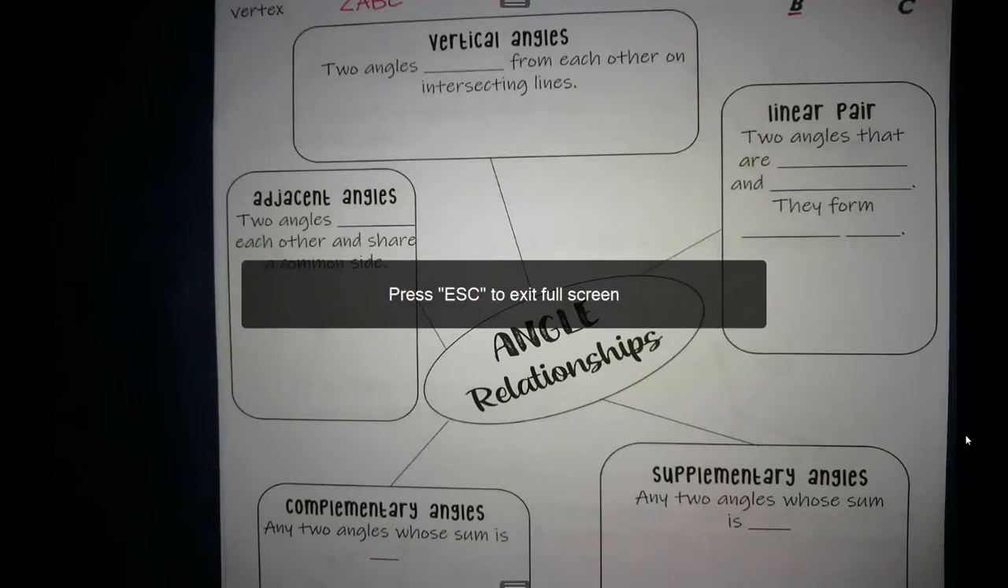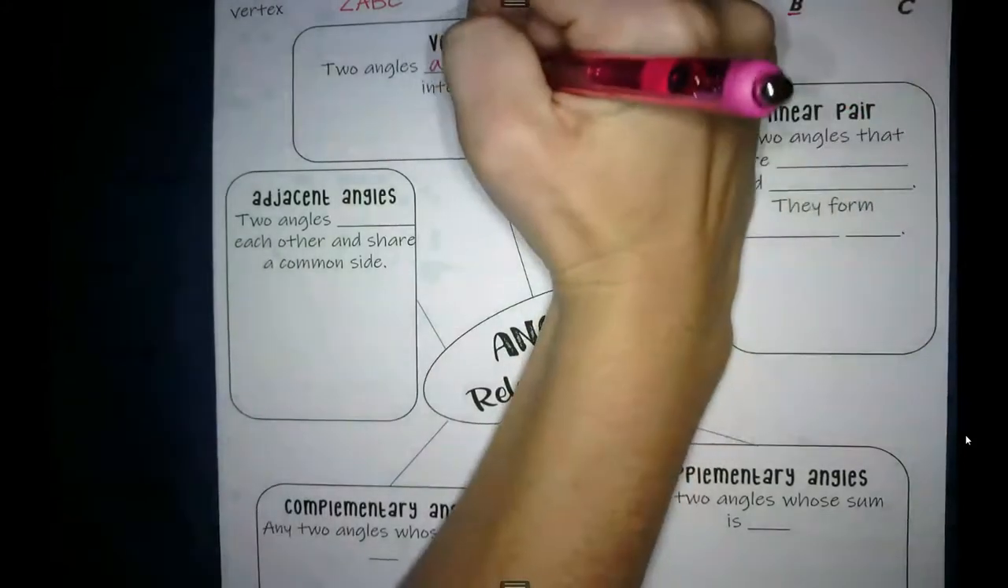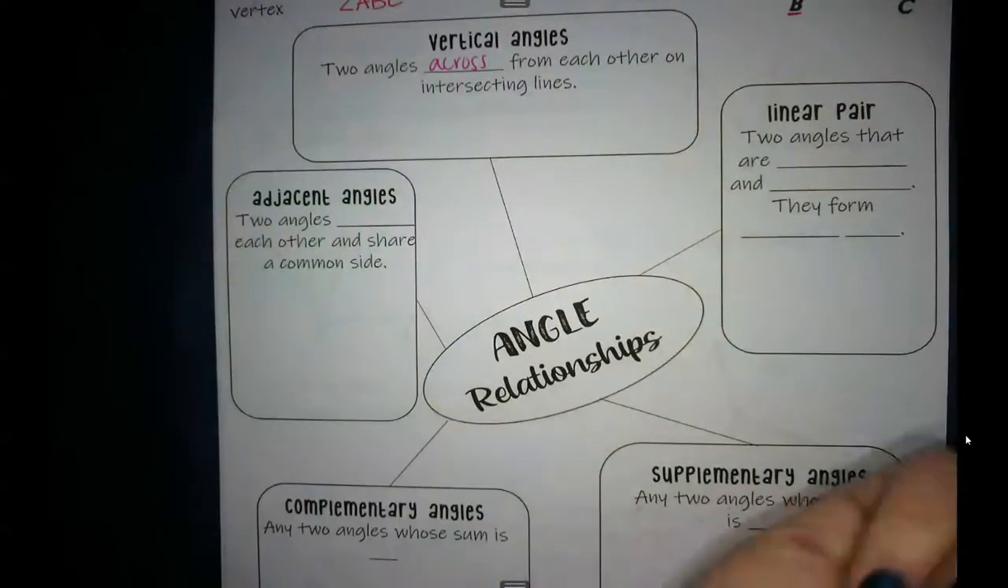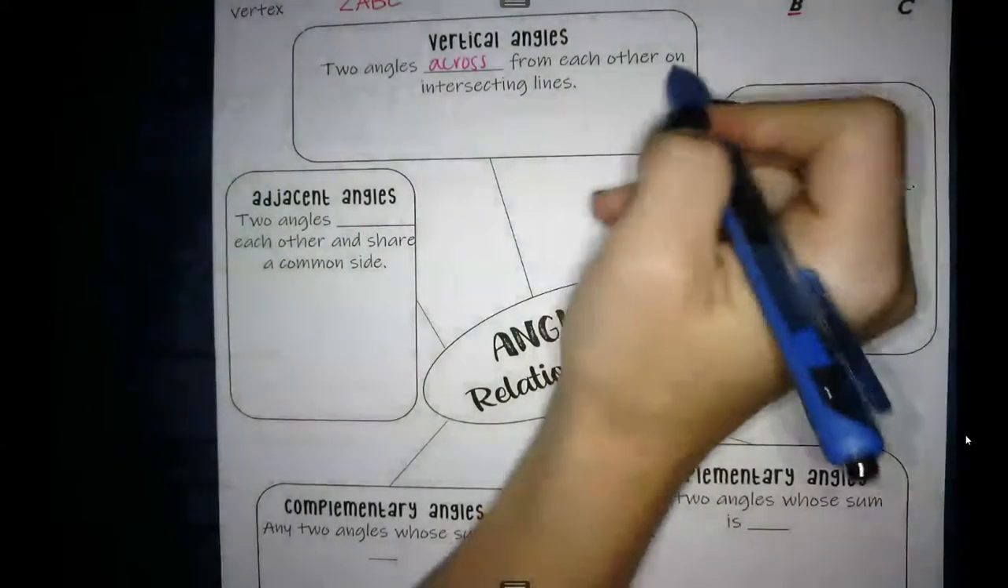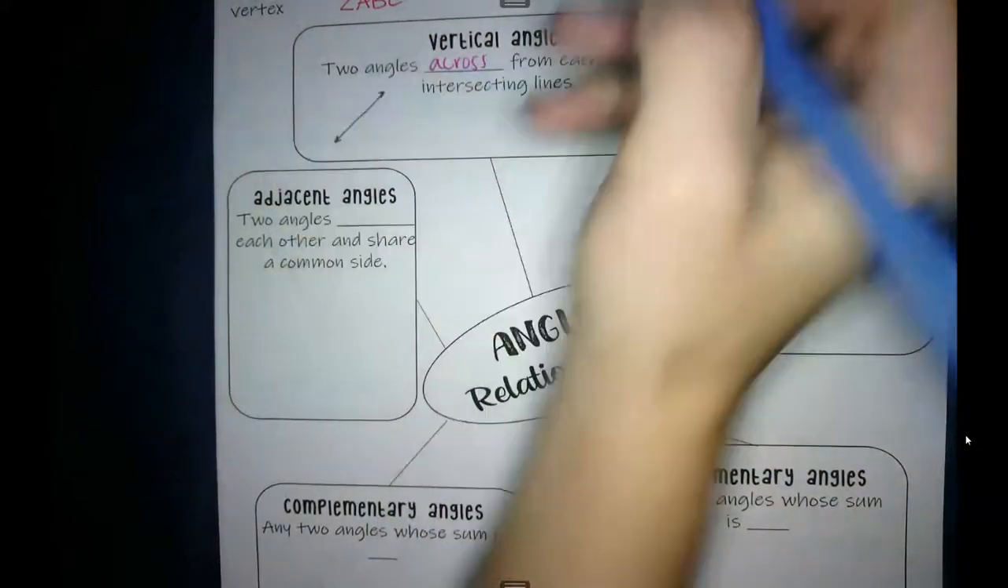Angle relationships. So let's start at the very top. Vertical angles. What are vertical angles? They are two angles that are across from each other. So what does that mean? Across from each other on intersecting lines. So we've got two intersecting lines.